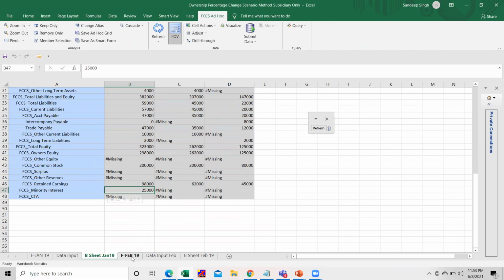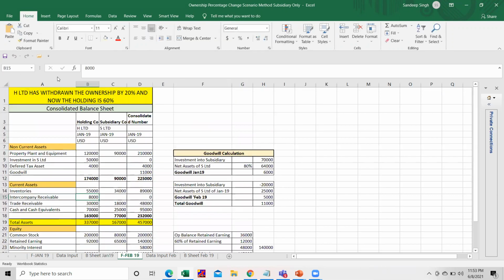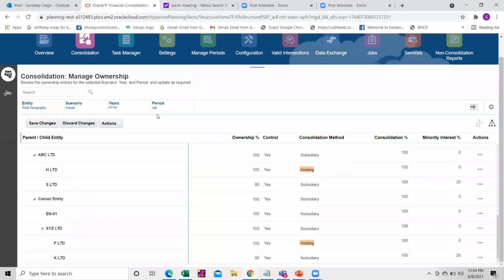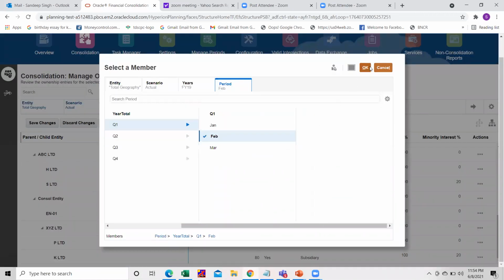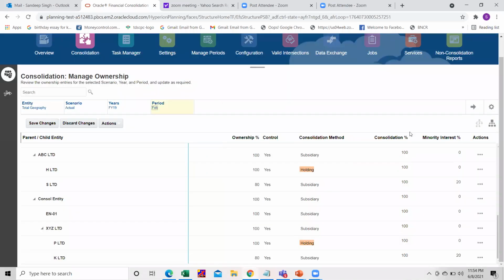Now in the month of Feb, what I did is that H Limited has sold back 20% of the ownership. This means that this time the ownership is 60%. Prior it was 80%. I have changed the ownership structure under FCCS. So if I go into the month of Feb, I can show you what changes I made in the month of Feb.